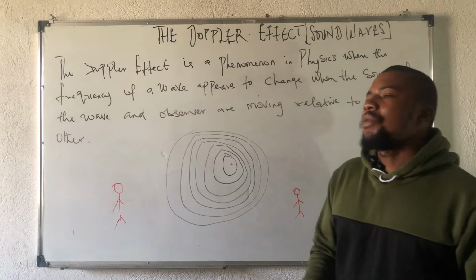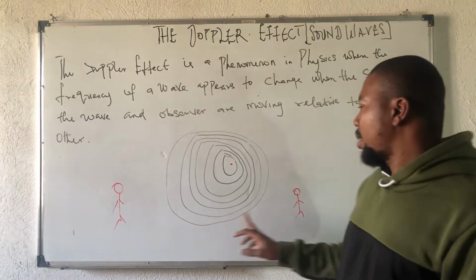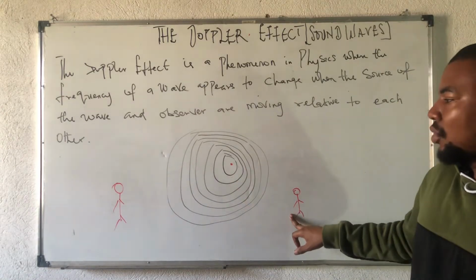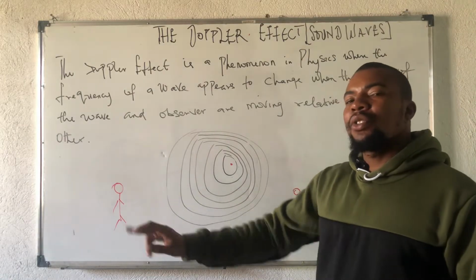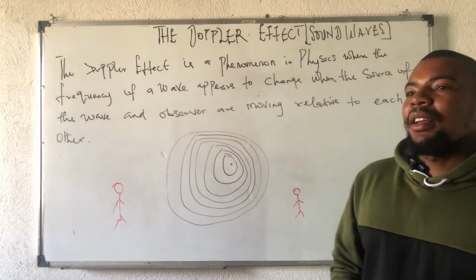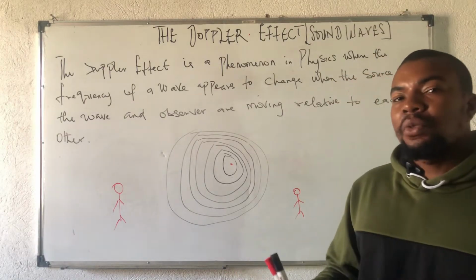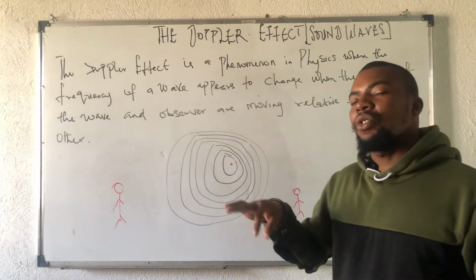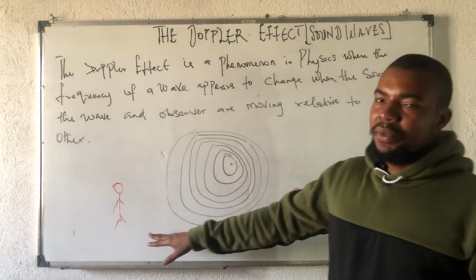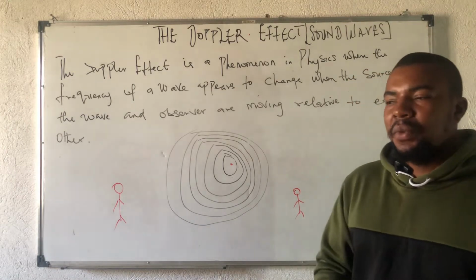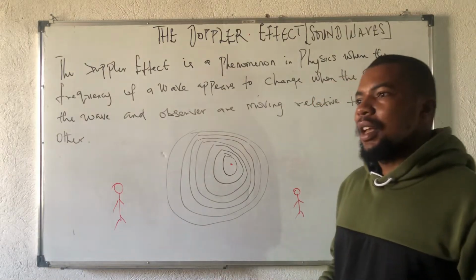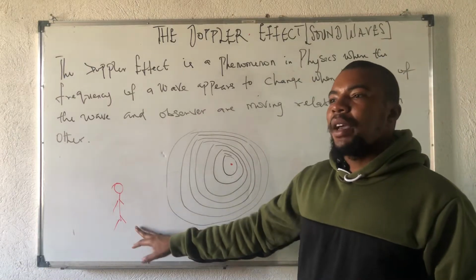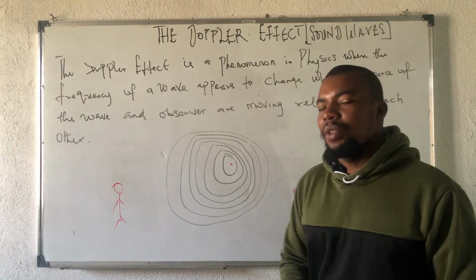Now, the frequency that these two persons hear as the vehicle, or this source, approaches the first observer and leaves the second observer is called the apparent frequency. Apparent in the sense that it is not actually the true frequency, but it is the frequency as measured or observed by these observers. So that's the meaning of apparent frequency. It is not actually the true frequency emitted from the source, but it is as observed by these people who are close to the source.